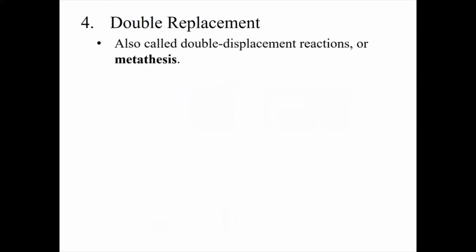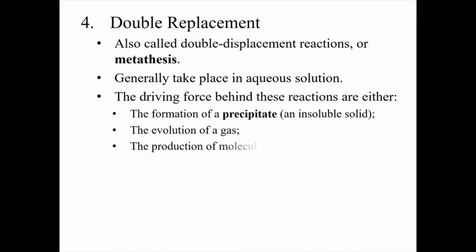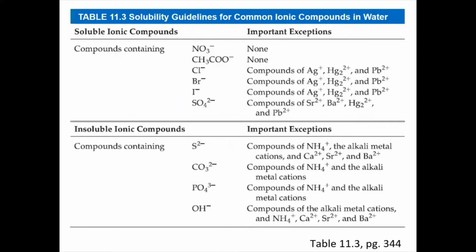Double replacement reactions are sometimes called metathesis reactions. Generally, these take place in an aqueous solution, and for these reactions to occur, one of the following must be true: one of the products must be insoluble or only slightly soluble in solution, the formation of a gas, or the production of a molecular compound such as water. Here is a table summarizing the solubility rules for ionic compounds.